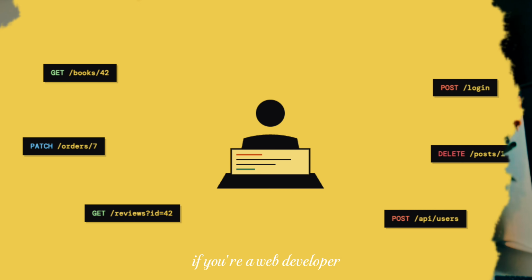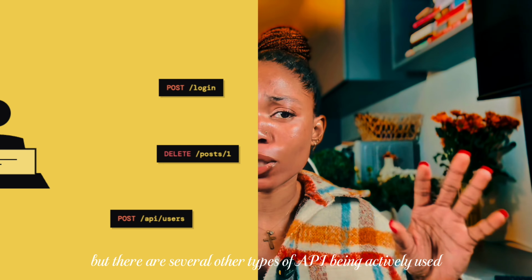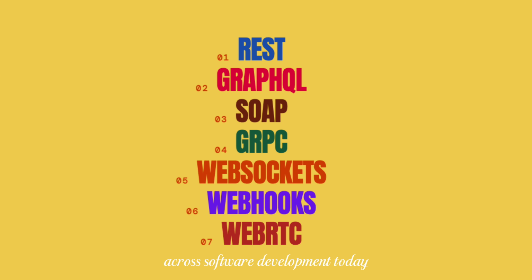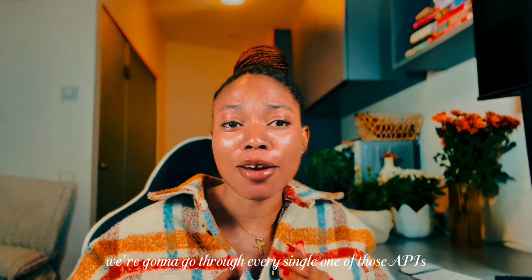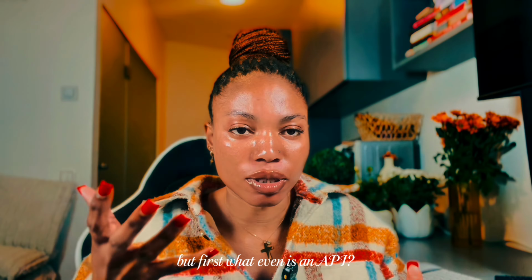If you're a web developer, you've probably used REST APIs. They are everywhere, but there are several other types of API being actively used across software development today. And in this video, we're going to go through every single one of those APIs. But first, what even is an API?